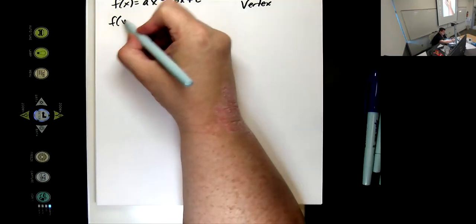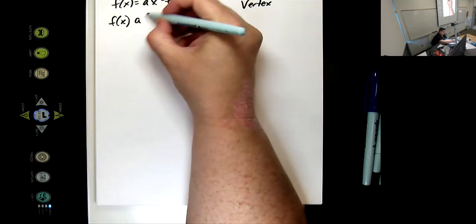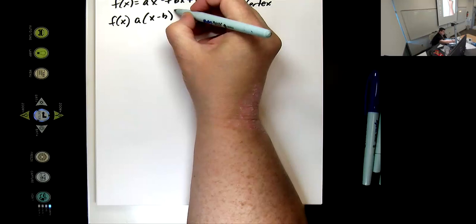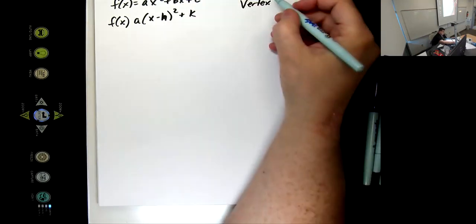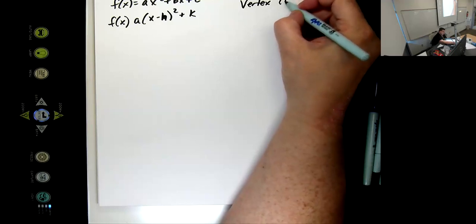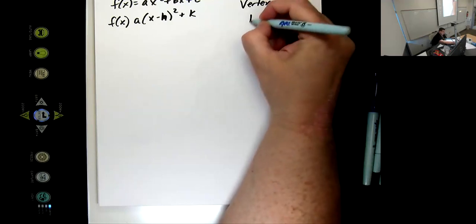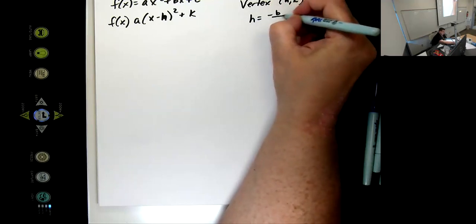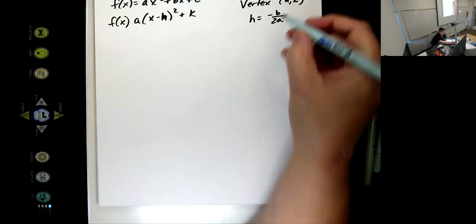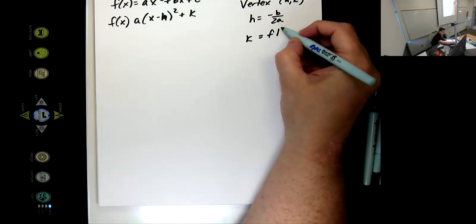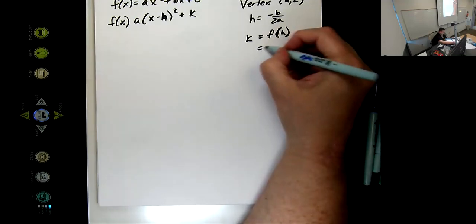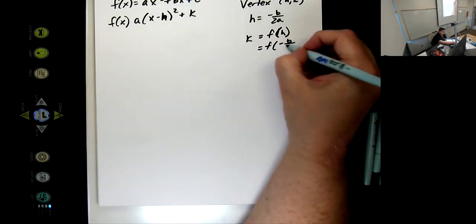Because we also saw another way of writing this, since a times (x minus h) squared plus k. So the vertex is at (h, k). h is equal to negative b over 2a, and k is equal to f of h, which is f of negative b over 2a.